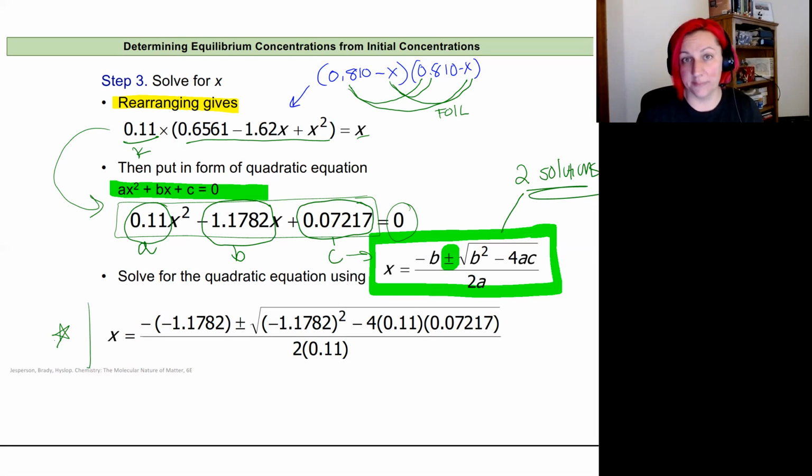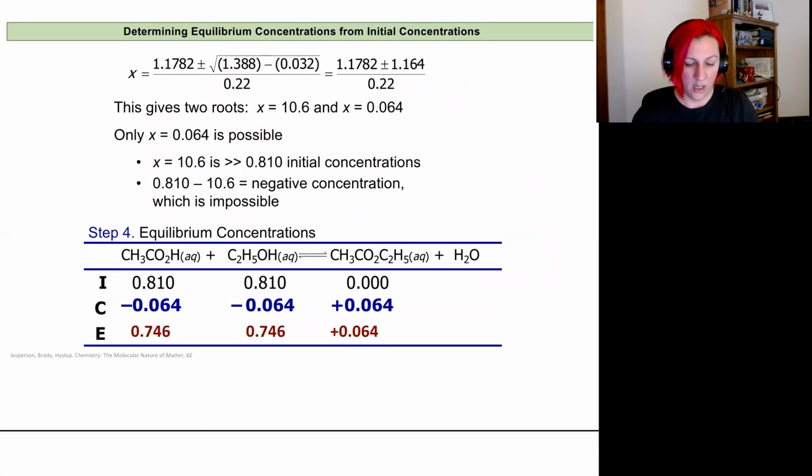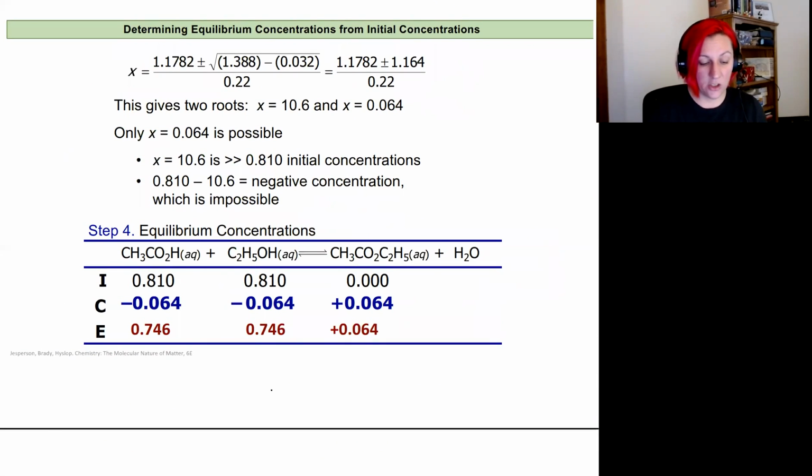And so I'm plugging all of these into my quadratic equation, and I get this expression right here, which is a big thing. And now I've got to plug it into my calculator. So I'm going to do this twice. Once I'm going to do it where this is a plus, and once I'm going to do it where it's a minus. And I'll get two values out of this. So let's see what those are. All right, so when I solve for this, I get two possible answers. I get x is equal to 10.6, and I get x is equal to 0.064.